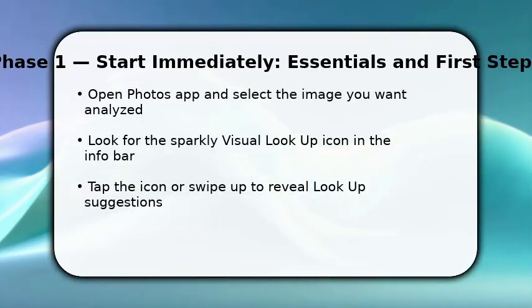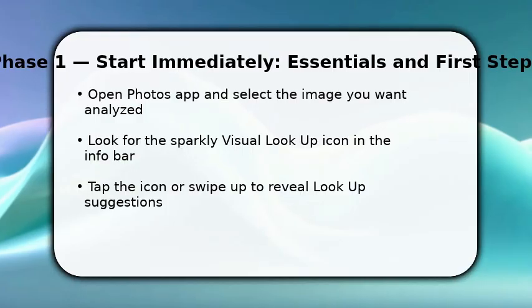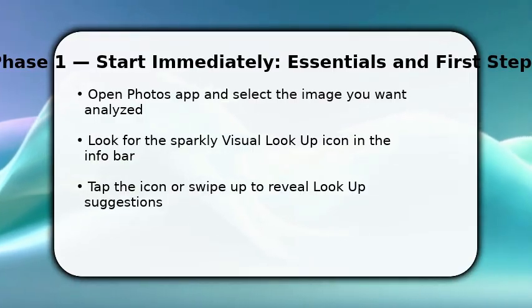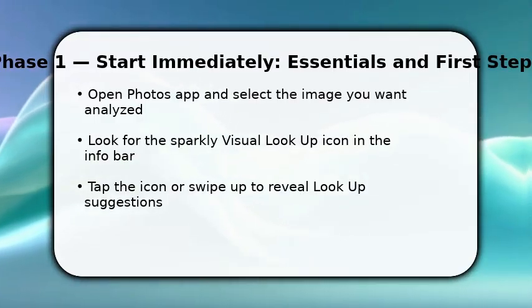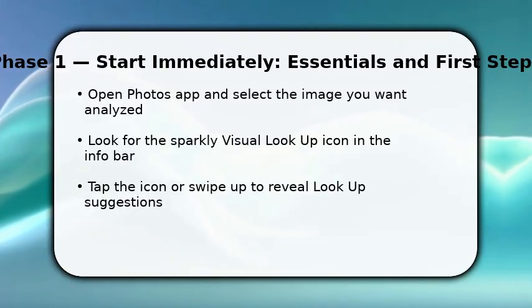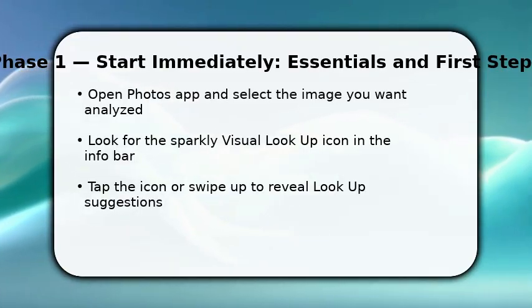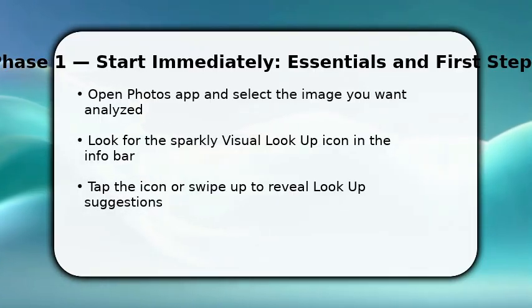You start by opening photos and selecting the image you want analyzed. Make sure it's clear and focused. Once done, look for the small visual lookup icon, a sparkly corner or info badge, and tap it. If you don't see the icon, swipe up on the photo to reveal extra details and suggestions.